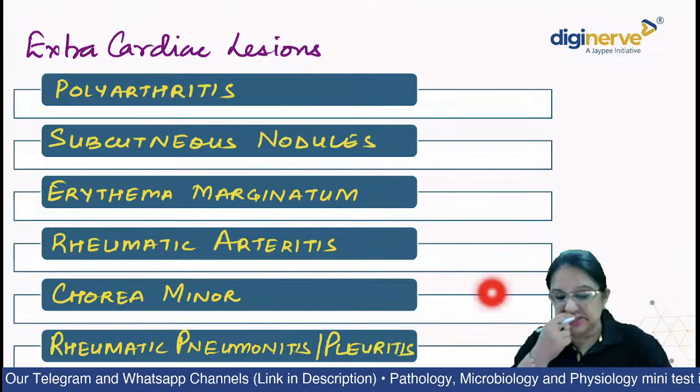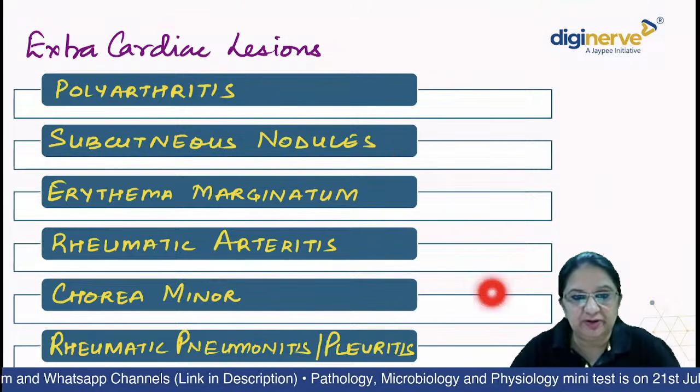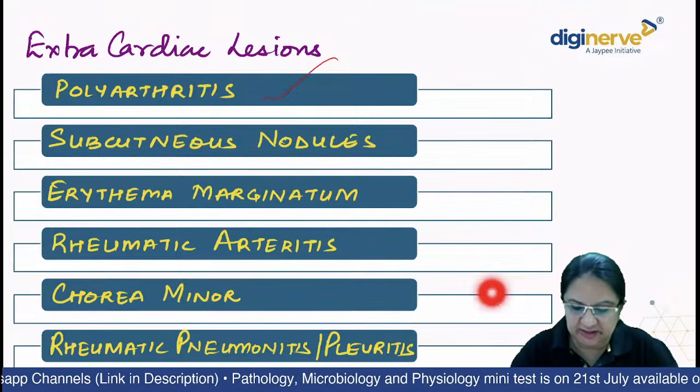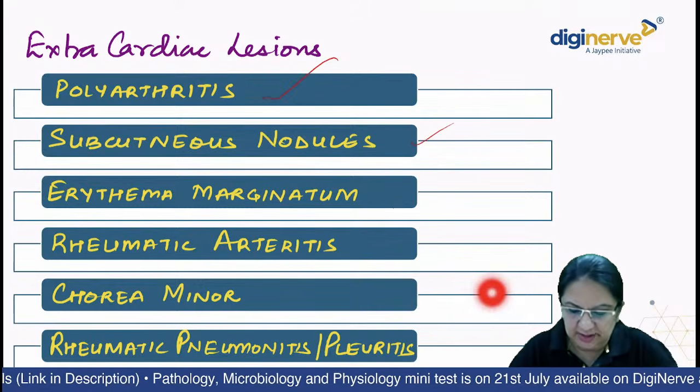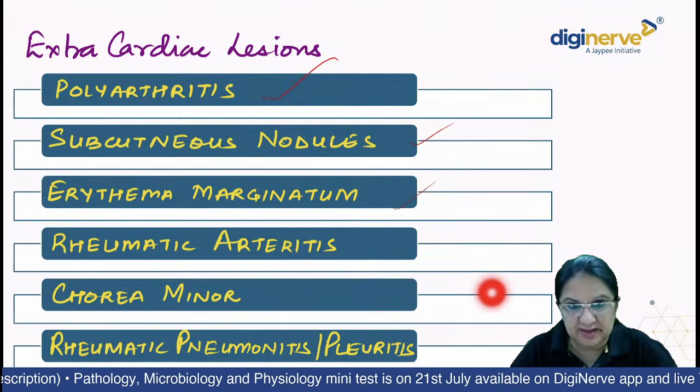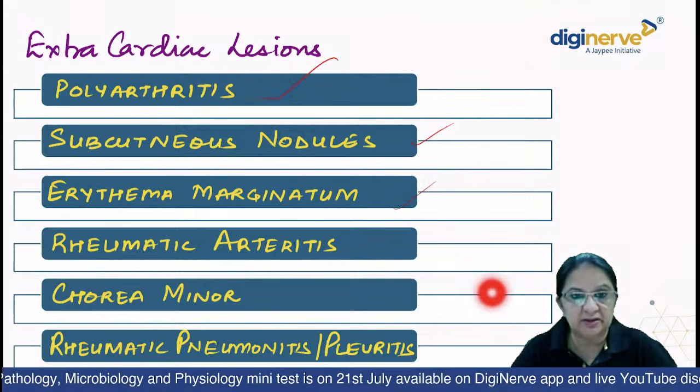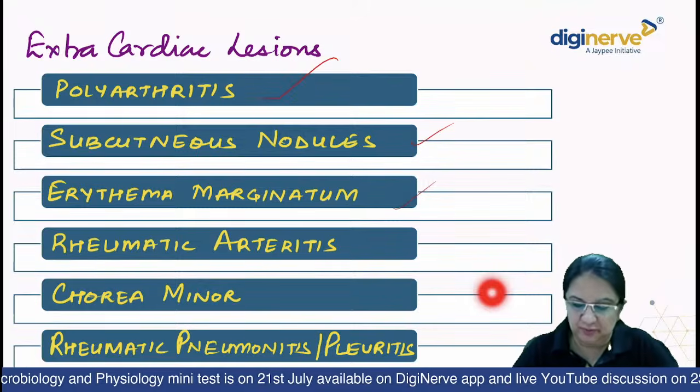Okay, the extracardiac lesions, I'm sure you're going to study in medicine. You will see polyarthritis, subcutaneous nodule, erythema marginatum. You will see rheumatic arteritis, chorea minor, and pneumonitis or pleuritis.